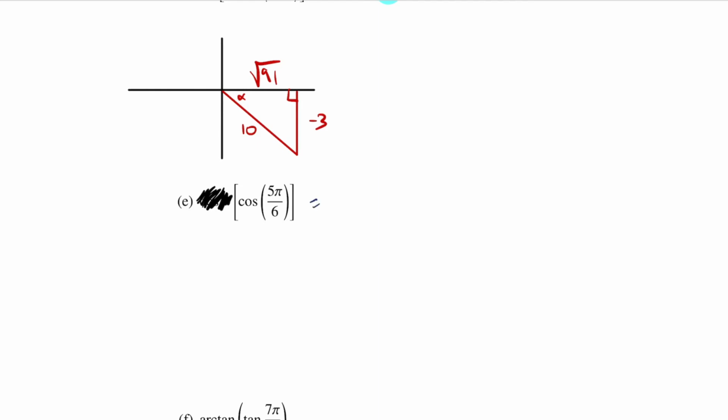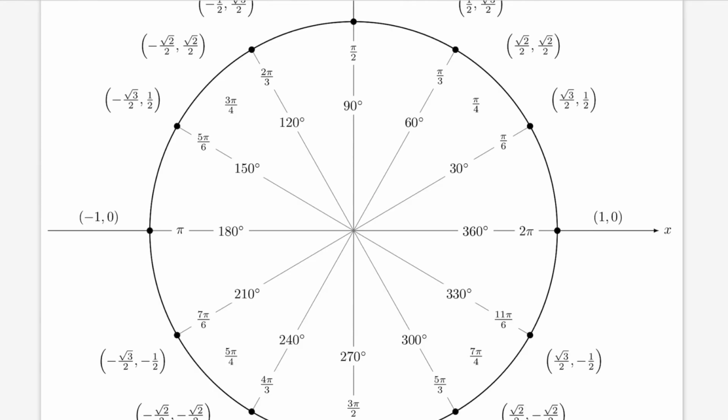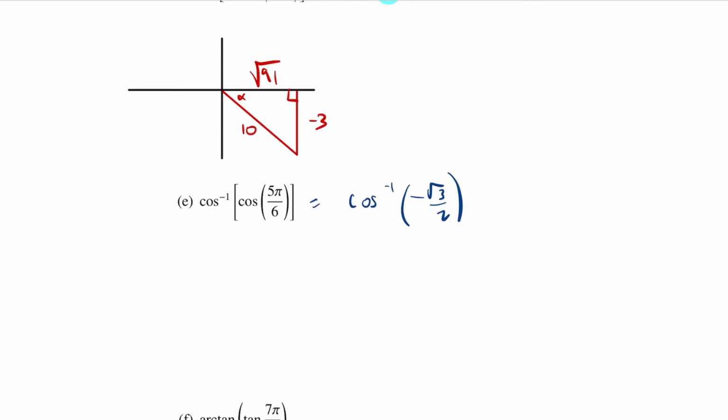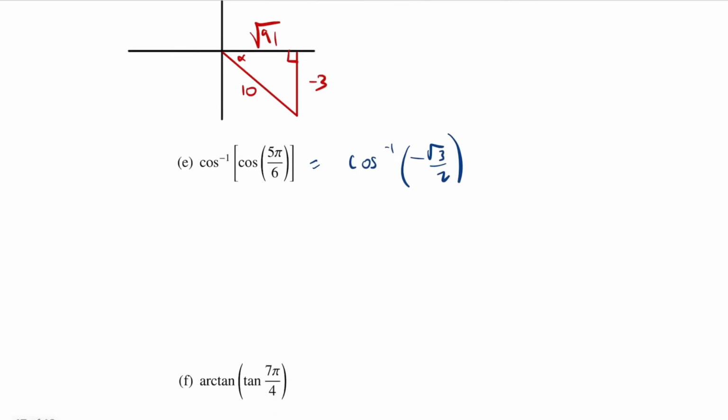Now we can uncover the outside function. The cosine inverse of negative radical 3 over 2 is what we're looking for. And now we're looking for the angle whose cosine value is negative radical 3 over 2. So we go back to the unit circle, and that would be in quadrant 2, and it's going to be 5/6 pi. And that is a legitimate value because it's in the domain of cosine inverse. So 5/6 pi it is.